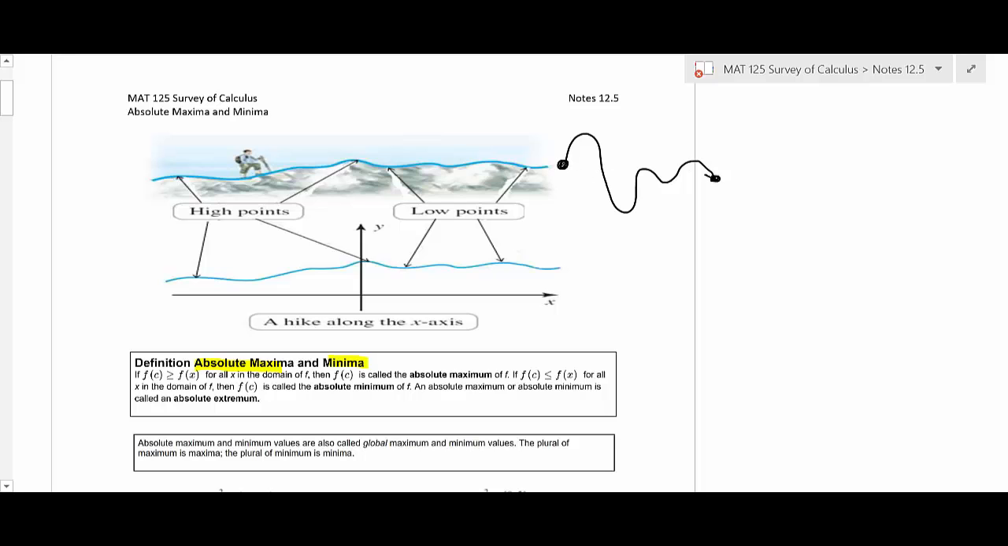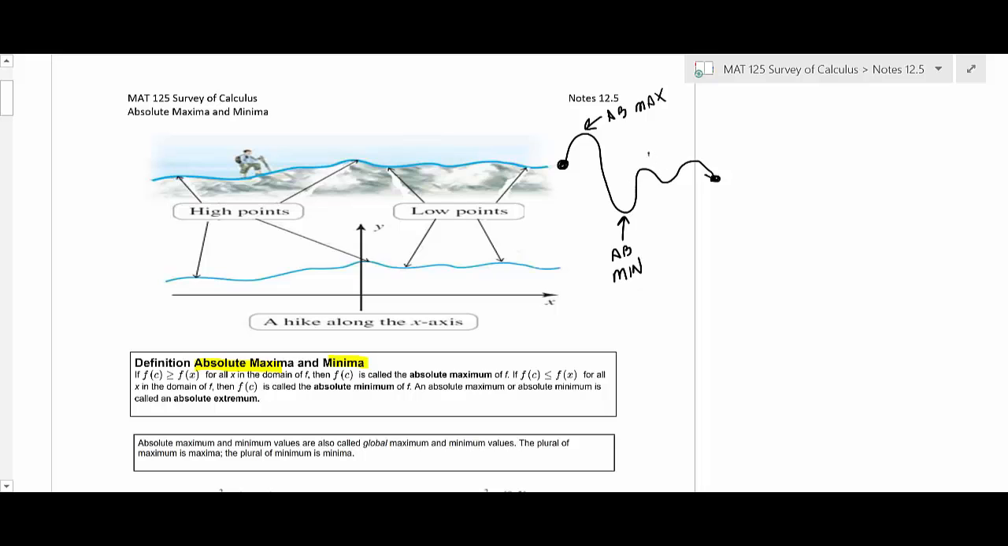Okay. So if you look at this thing right here, it would be called the absolute max. How come? Just because it hits the absolute high point that it's ever going to hit. Okay. This thing right here would be the absolute minimum. It's real simple. That's the absolute low point that you're ever going to hit.